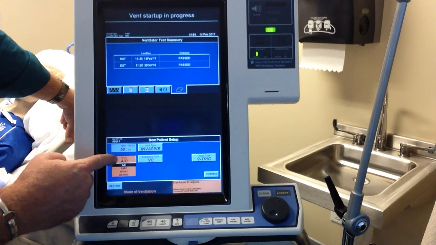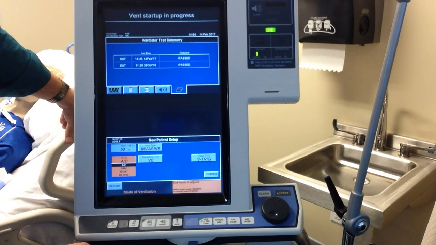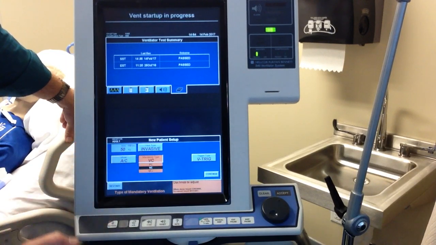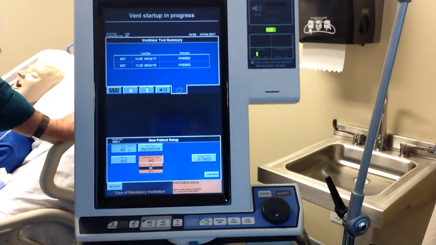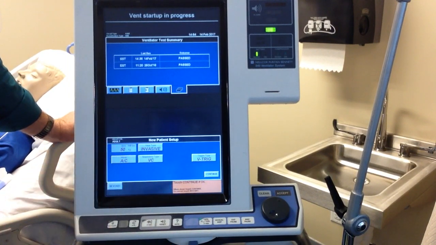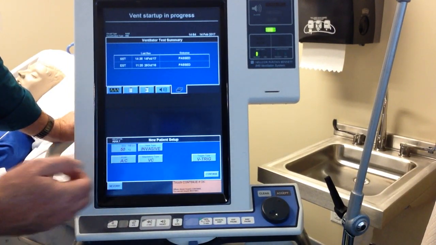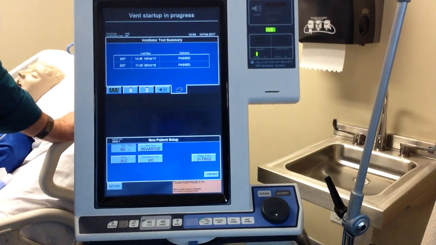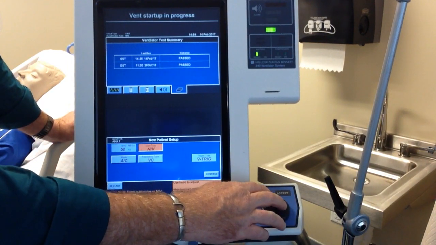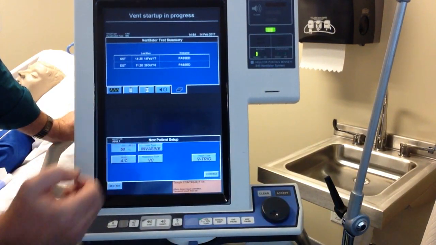If you notice, the modes are AC, SIMV, spontaneous, and bilevel. We're going to choose AC. VC means, are we ventilating with pressure or volume? Today we're going to be doing volume, so we leave it on VC, volume control. You may hear the term AC/VC, meaning assist control, volume control. And we're doing invasive or non-invasive. We are staying with invasive.